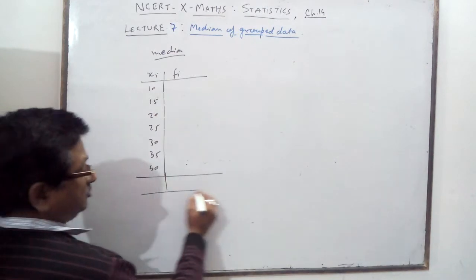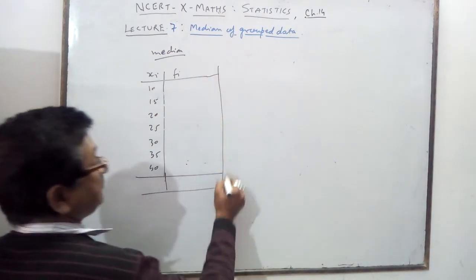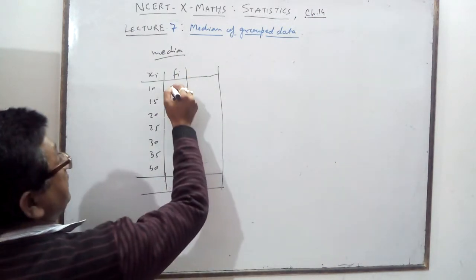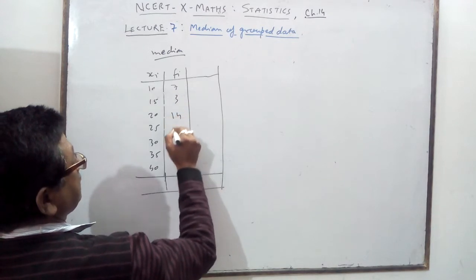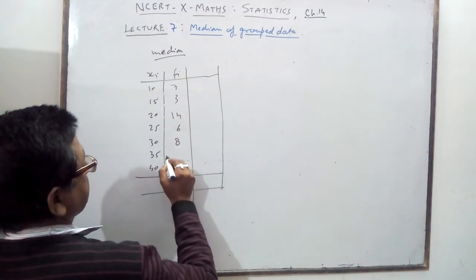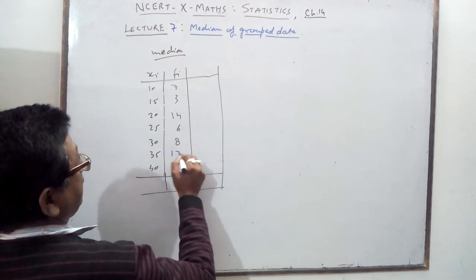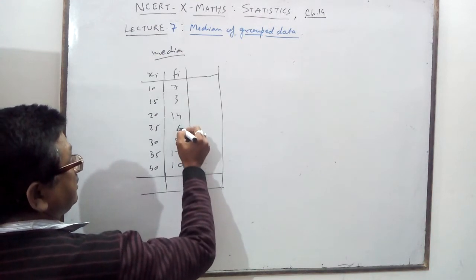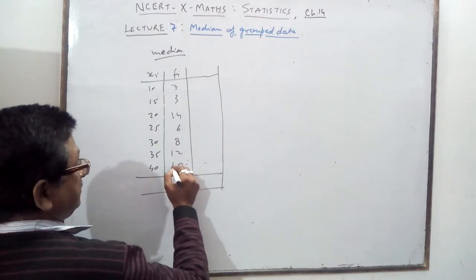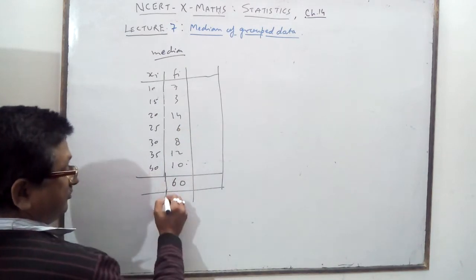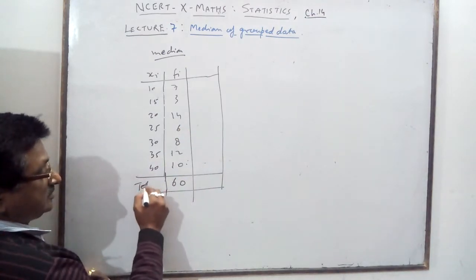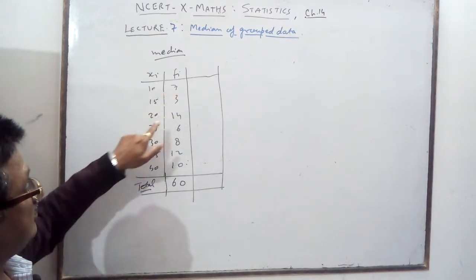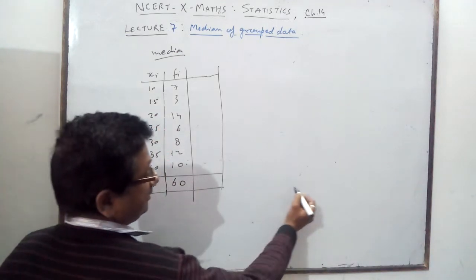In this case, you will use the same formula that was given there. What is fi? 7, 3, 14, 6, 8, 12, 10. Adding: 7 plus 3 is 10, 10 plus 10 is 20, 20 plus 10 is 30, and so on. The total is 60. So 60 students are there getting the marks: 7 students got 10, 3 students got 15. It is not given as 10, 10, 10, 10 repeated.